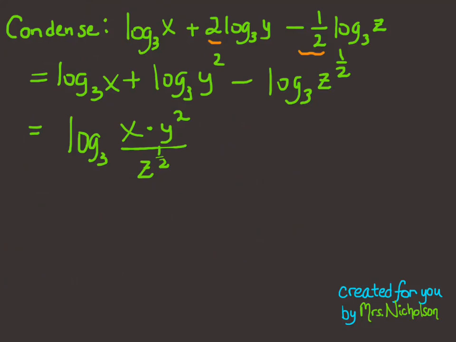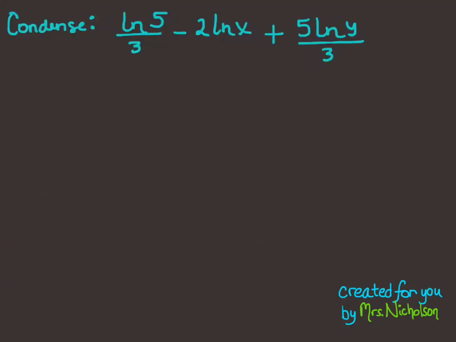Now this would be an acceptable answer in this form, but it could also be rewritten as log base 3 of x times y squared over, remember that 1/2 exponent, it means square root. And so instead of z to the 1/2 in the denominator, we could have square root of z. Let's look at one more example like this.